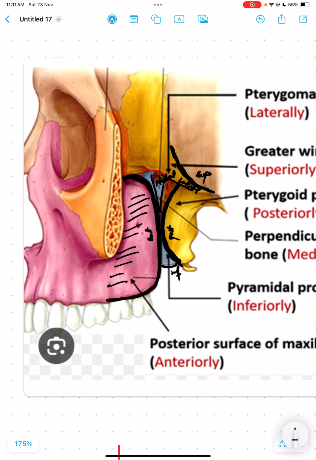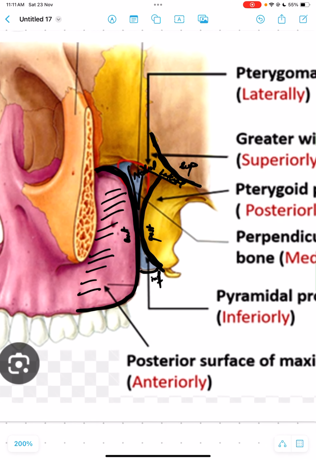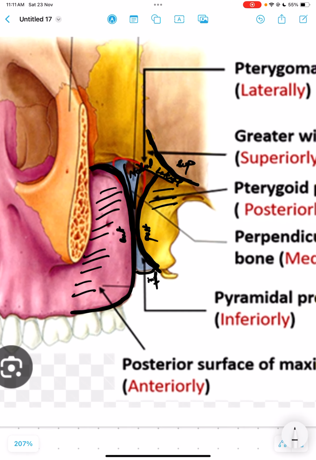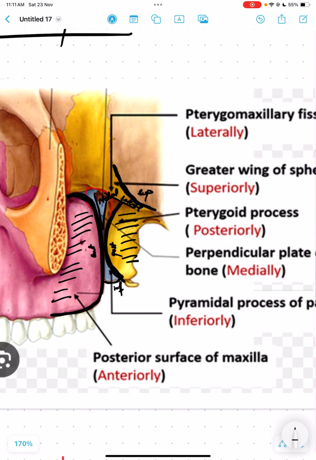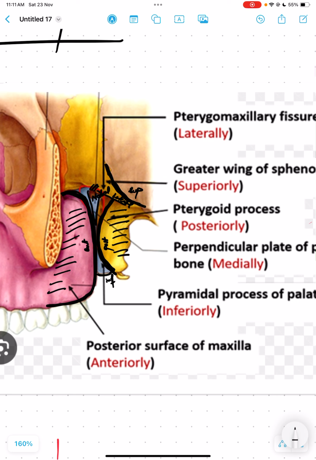All of this is the maxilla. So anteriorly we have the posterior part of the maxilla. Posteriorly we have the pterygoid process. In the center is the medial part, that is the perpendicular plate of the palatine bone. Along with the medial, laterally we have the pterygomaxillary fissure.